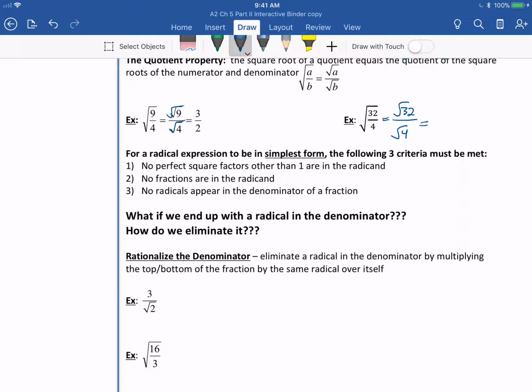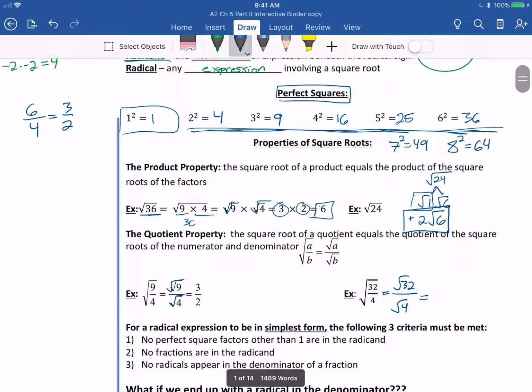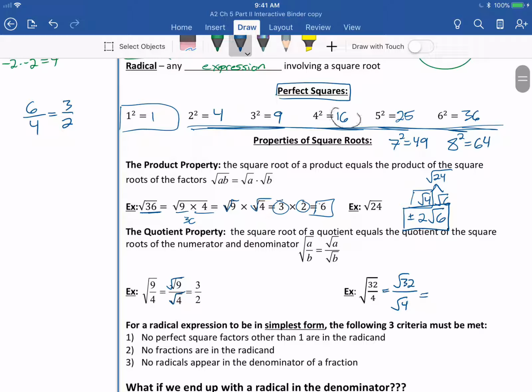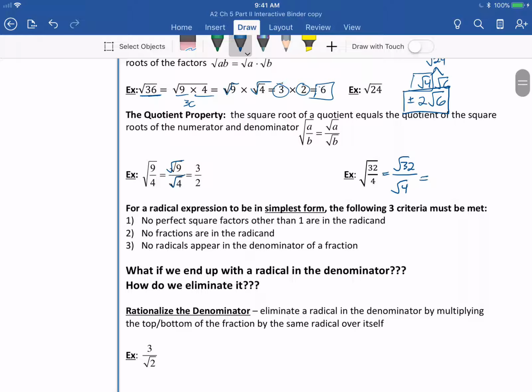The square root of 32, as I look at that on the top, I look at these perfect squares that go into it, I know that 16 goes into 32. So I'm going to break that into the square root of 16 times the square root of 2 all over, and I know the square root of 4 is 2. And I'm just going to leave the plus or minus. I'm going to put that out in the front of my answer at the end. So now I know square root of 16, that is 4 square roots of 2 over 2.